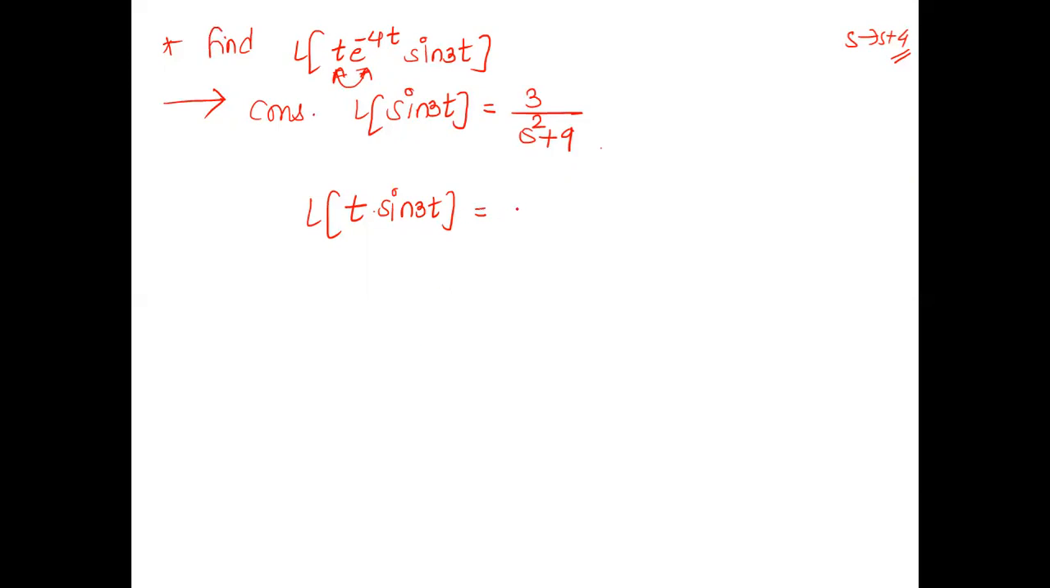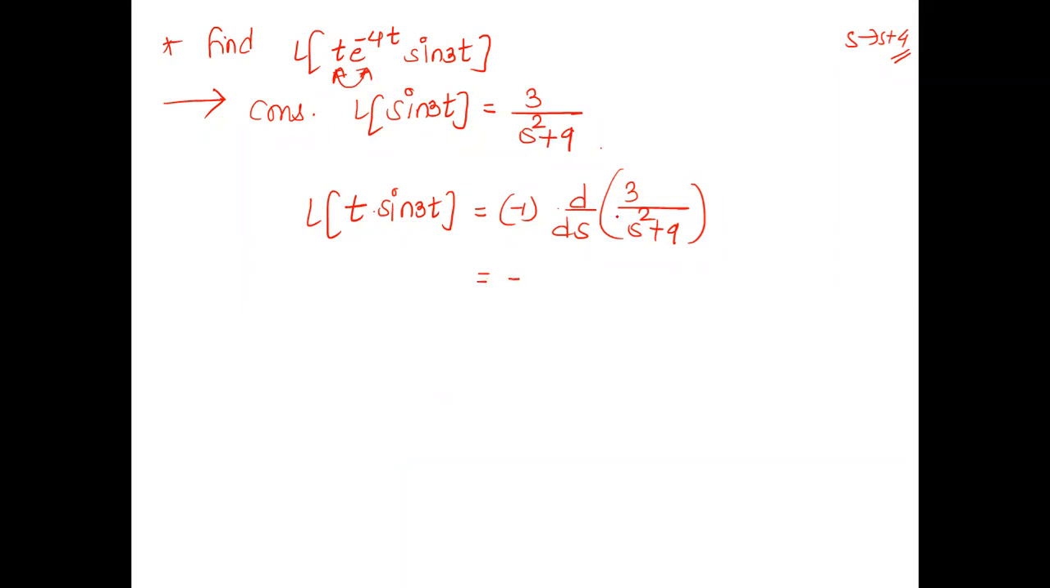Minus 1 into derivative of f of s. Correct. t raised to 1. So minus 1 raised to 1 into derivative d by ds of f of s. f of s is 3 upon s square plus 9. When multiplied by t, take the derivative, and keep track of the sign. Minus 1 raised to 1 means negative sign, by property, multiplication by t.